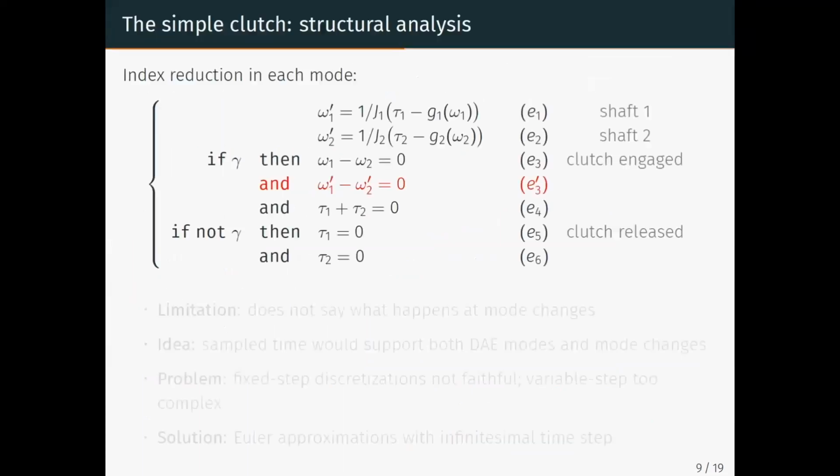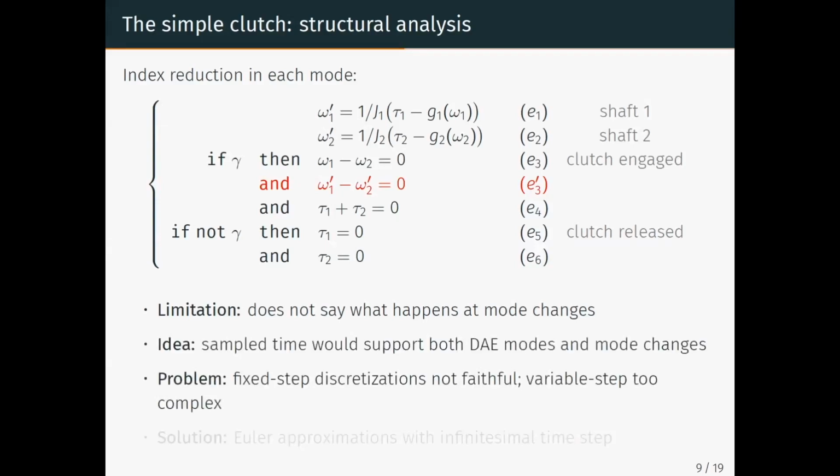We can first perform standard index reduction in each mode. The index of this model is mode dependent. When gamma is true, that is when the clutch is engaged, equation E3 has to be differentiated once. On the contrary, when gamma is false, no equation has to be differentiated. However, this analysis tells us nothing about what happens at mode changes. Our goal would be to perform some kind of structural analysis that will also handle these mode changes.